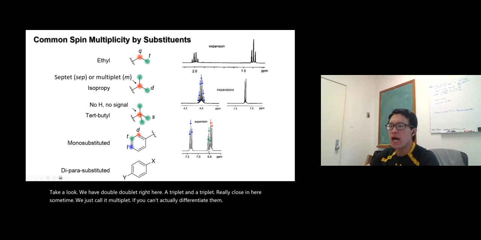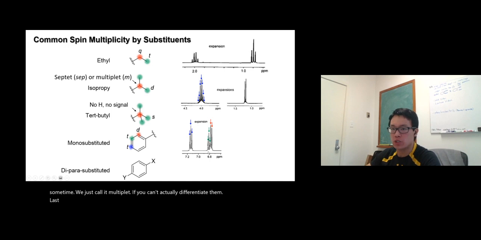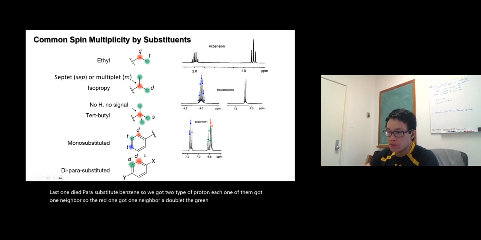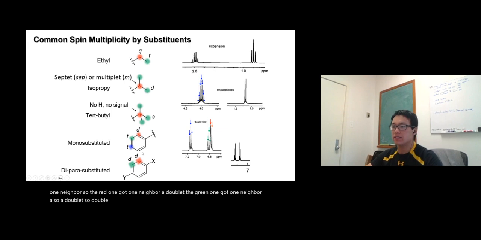Last one, a para-disubstituted benzene. We have two types of protons, and each one of them has one neighbor. The red one has one neighbor, a doublet. The green one has one neighbor, also a doublet. So a double doublet tells you there's a para-disubstituted benzene.